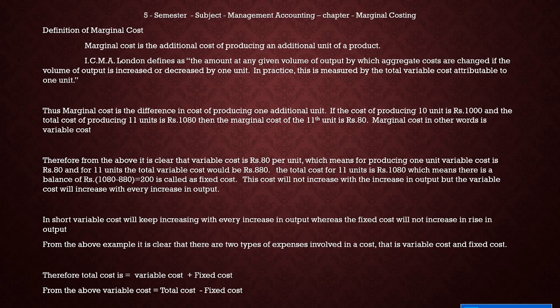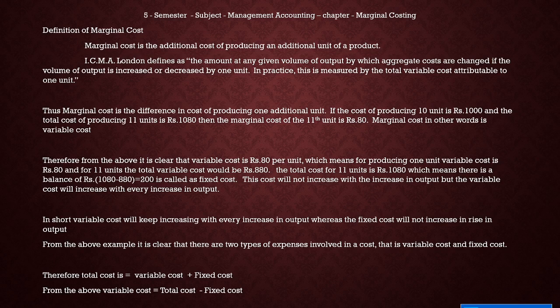This cost will not increase with the increase in output, but variable cost will increase with every increase in output. In short, the variable cost will keep increasing with every increase in output, whereas the fixed cost will not change with a rise or decrease in output. From the above example, it is clear that there are two types of expenses involved in this cost: the variable cost and the fixed cost.